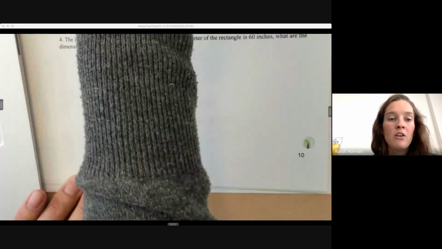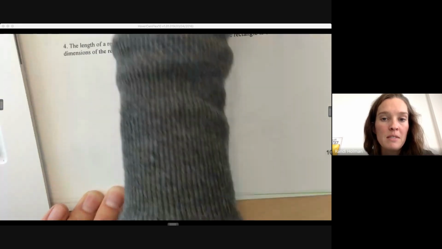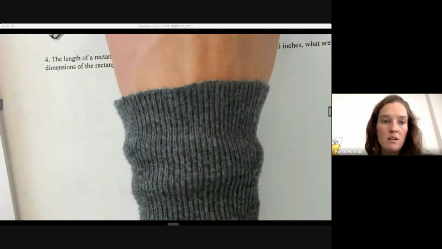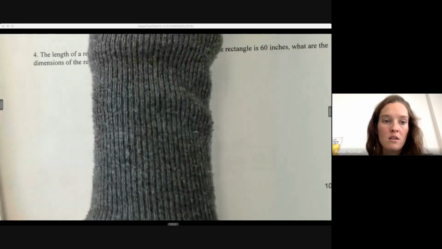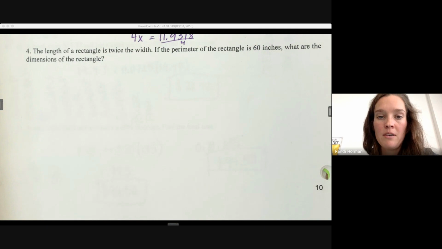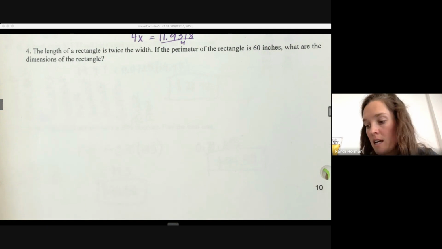Again, I would encourage you to pause before doing this problem together. The length of a rectangle is twice the width. The perimeter of the rectangle is 60 inches. What are the dimensions of the rectangle?